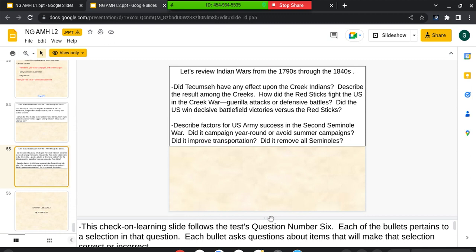Did Tecumseh have any effect upon the Creek Indians? Yeah, that's what I just talked about. Describe the result among the Creeks. So there was a civil war, right? There was the good Creeks that were loyal to the Americans and the bad Creeks. Then there was the Red Stick Creeks, and they started fighting against each other. That was the civil war.